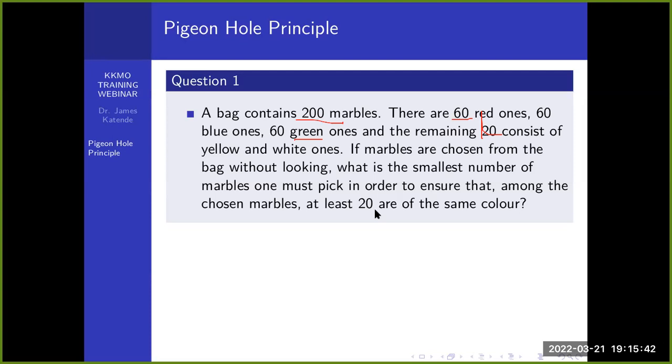So that's the first question. We need to figure out the smallest number we can pick so that among the ones we have picked, we are sure there are at least 20 of the same color. I will let you read the question a little before we move to the solution, so that you can pick up the important data from the question.